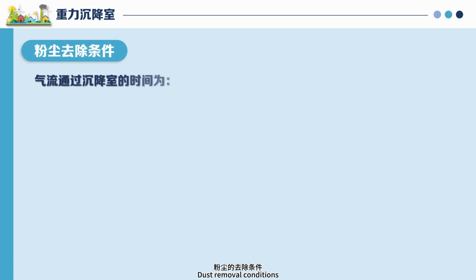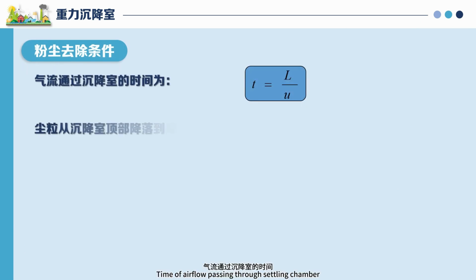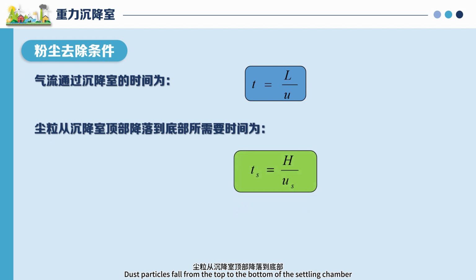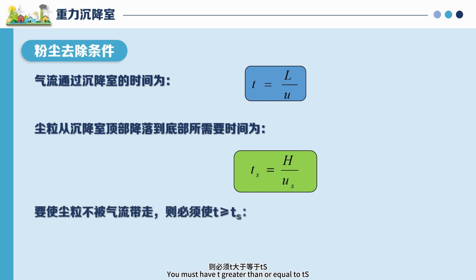Dust removal condition: the time of airflow passing through the settling chamber must be at least the time required for dust particles to fall from the top to the bottom of the settling chamber. It can be expressed by these two formulas, where L is the length of the settling chamber, u is the airflow velocity in the settling chamber, H is the height of the settling chamber, and us is the settling velocity of dust particles. If the dust particles are not to be carried away by the airflow, you must have t greater than or equal to ts.